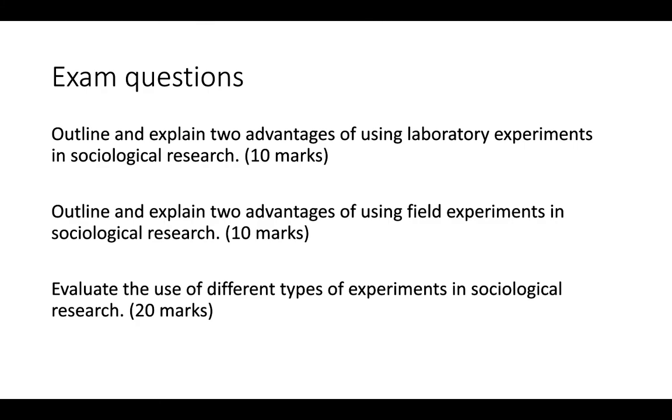And then the 20 marker, evaluate the use of different types of experiments in sociological research. Here you just want to talk through all of the different advantages and disadvantages of both of those methods that we'd looked at.